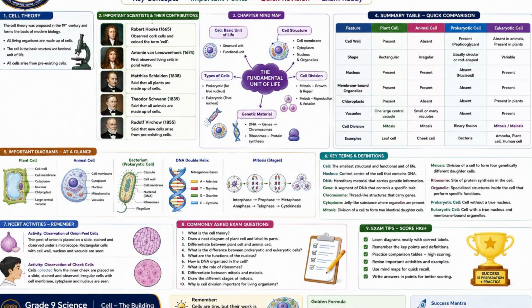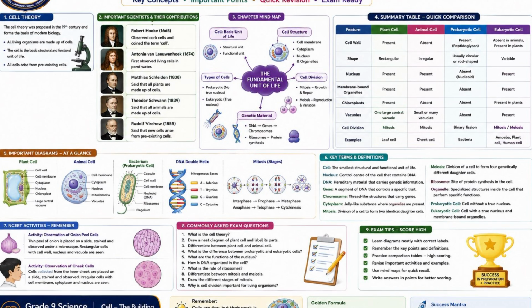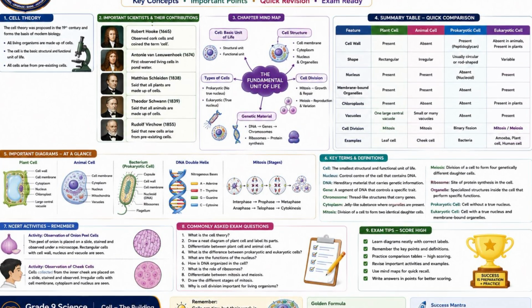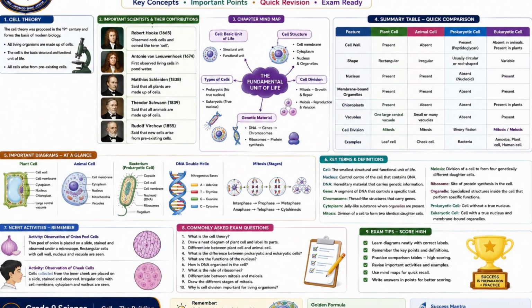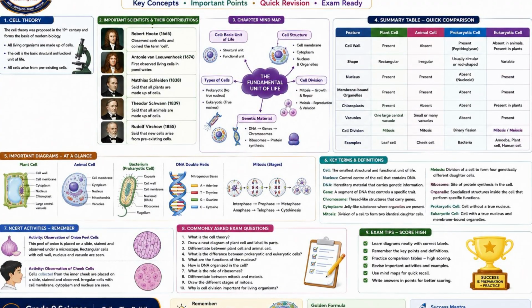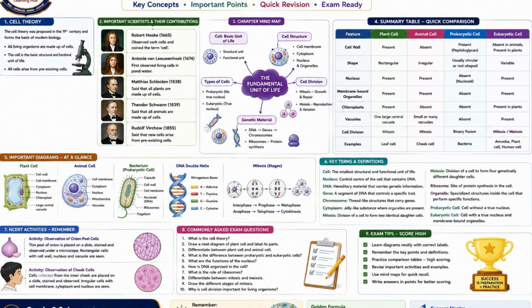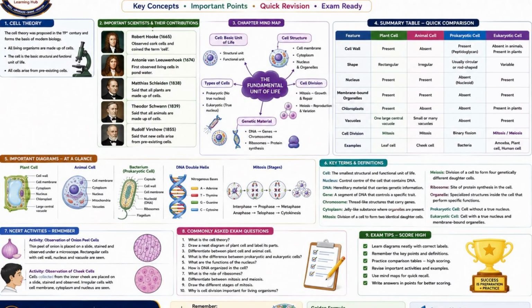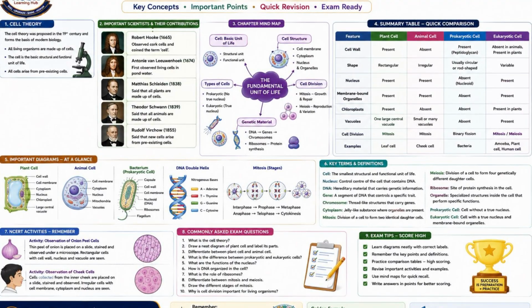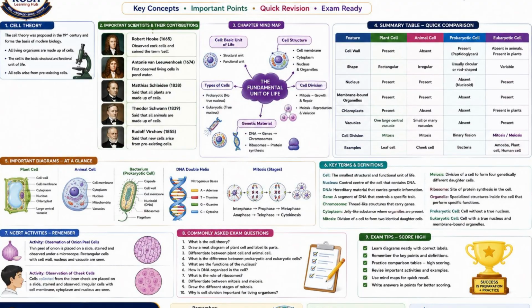Who discovered cells? Robert Hooke in 1665. What is the basic structural and functional unit of life? The cell. What is the powerhouse of the cell? Mitochondria. Which organelle synthesizes proteins? Ribosomes. Which organelle contains chlorophyll? Chloroplasts.